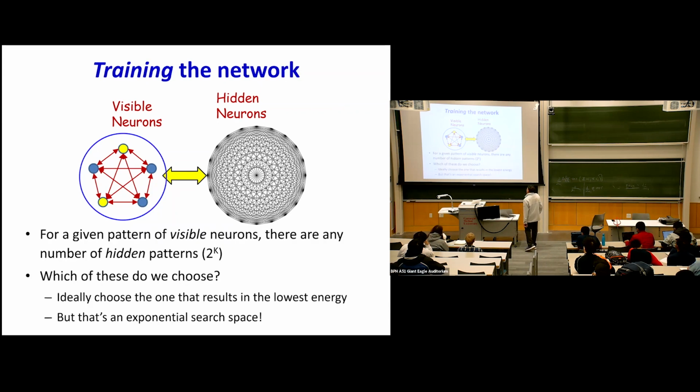So if you look at it, for a given set of visible neurons, if I'm augmenting it with k neurons, there are 2 raised to k possible patterns for these hidden neurons. And I can choose any one of these to extend my visible neurons, right? So which one do I choose? Ideally, I want to choose the extension for any visible pattern such that the extended pattern has the lowest possible energy so that it maximizes the probability of recovering that particular visible pattern.